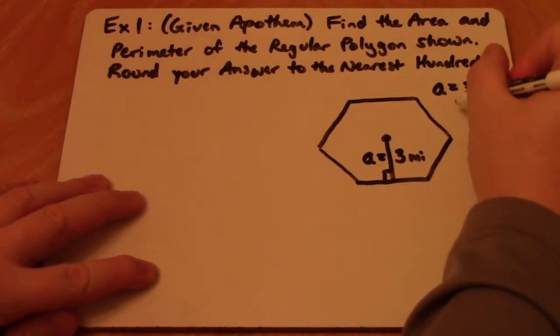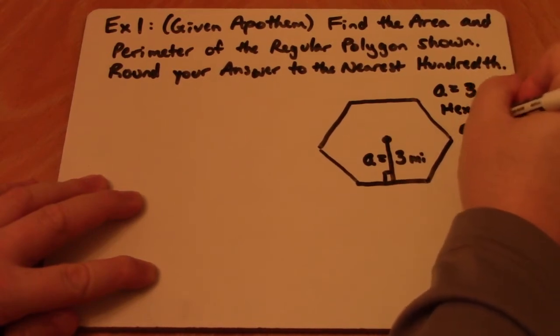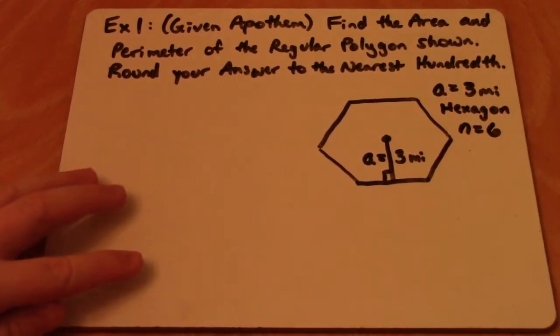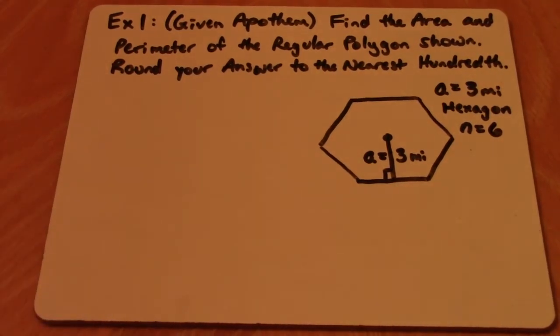And we also know that this is a hexagon. It has 6 sides, so we know n. n is equal to 6. At the beginning of every one of these problems, you will know n, and you will know one of those 3 measurements, either a, s, or r. In this case, we know a.